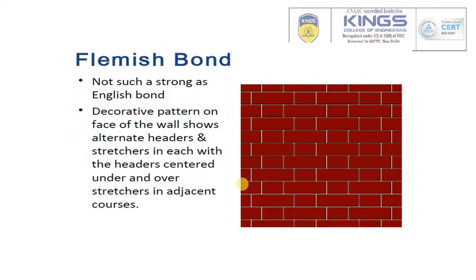After this, Flemish bond. Flemish bond is nothing but one stretcher, one header, one stretcher, one header. This type of bonding is called Flemish bond. It is not as strong as English bond. It is actually a decorative pattern on the face of the wall, with alternate headers in each course, the headers centered under and over stretchers in adjacent courses. These come under the decorative pattern. So this is the Flemish bond category.